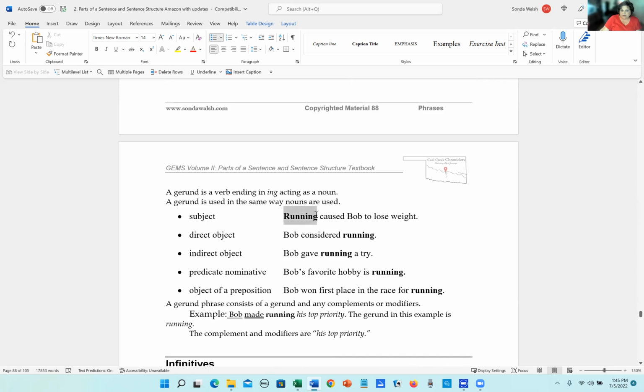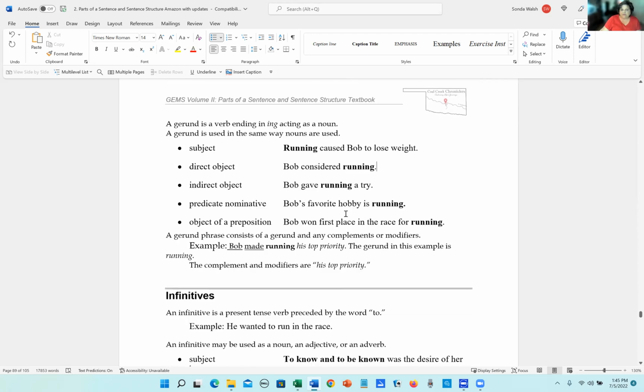Therefore, even though it's a verb, because it's used as a subject, we call it a gerund. So this sentence, "Running caused Bob to lose weight." That is a gerund. Then we can use it as a direct object. Bob considered what? Bob considered running. Running is our direct object. Indirect object, "Bob gave running a try." Predicate nominative, "Bob's favorite hobby is running." And the object of a preposition, "Bob won first place in the race for running."